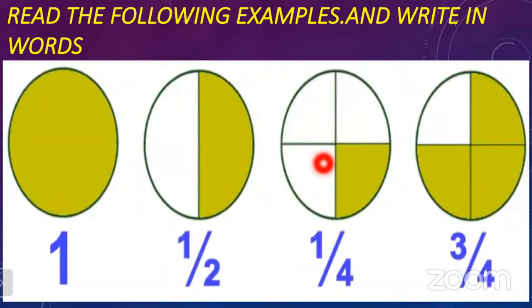The third figure is divided into 4 equal parts, and out of the 4 parts, only a quarter part is shaded. We represent that as 1/4. Now the last figure is divided into 4 equal parts, but out of the 4 parts, 3 are taken. That is 3/4, which means 3/4 is taken. We have already revised this in the last lecture. So when any figure is divided into 4 equal parts, we read its parts as half, 1/4, 3/4, and whole.